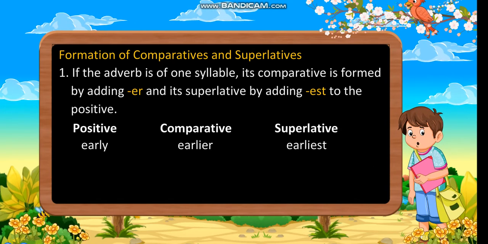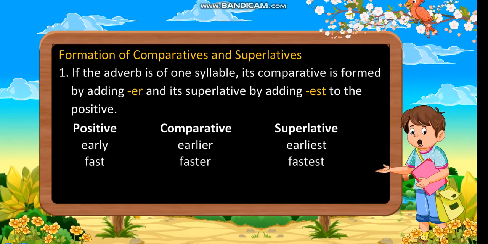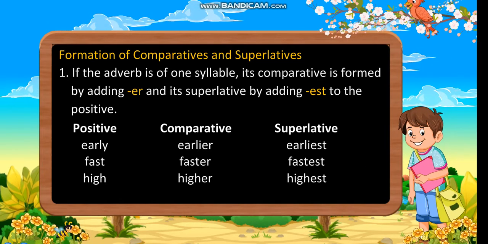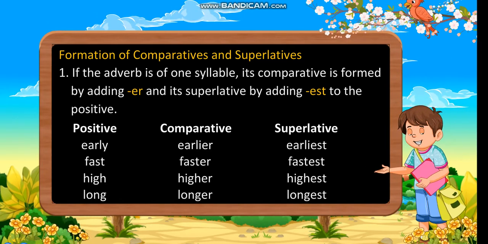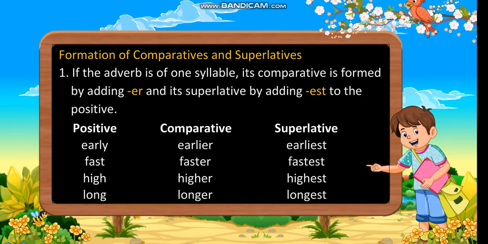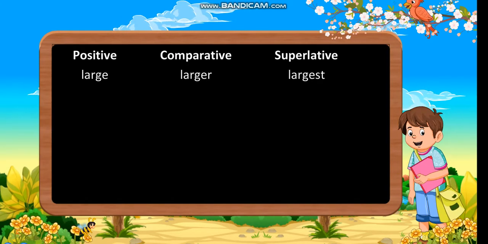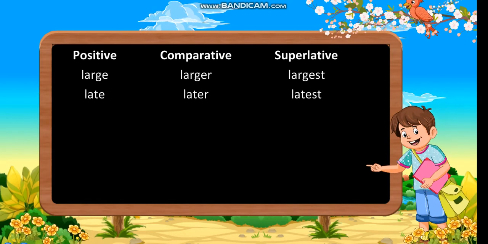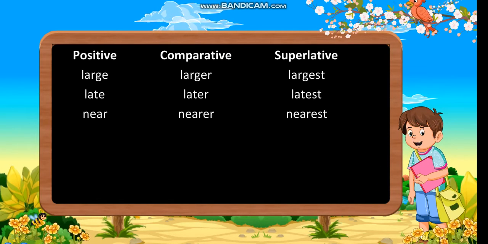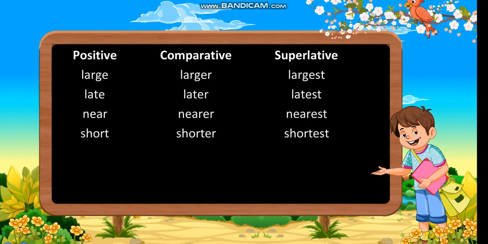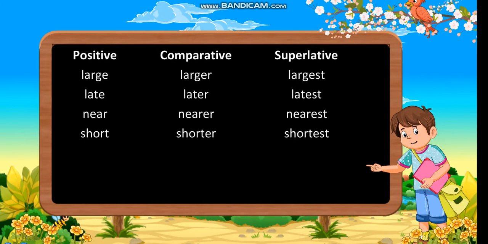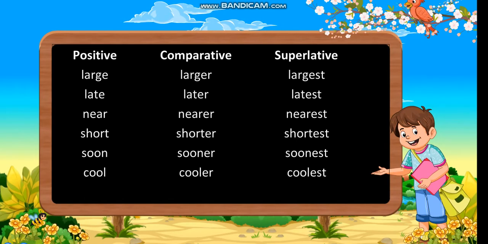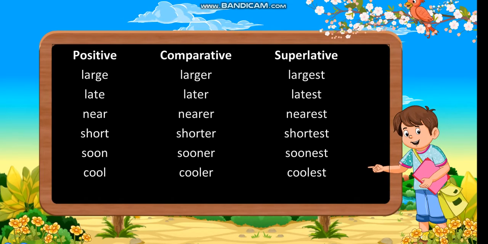Early, earlier, earliest. Fast, faster, fastest. High, higher, highest. Long, longer, longest. Large, larger, largest. Late, later, latest. Near, nearer, nearest. Short, shorter, shortest. Soon, sooner, soonest. Cool, cooler, coolest.